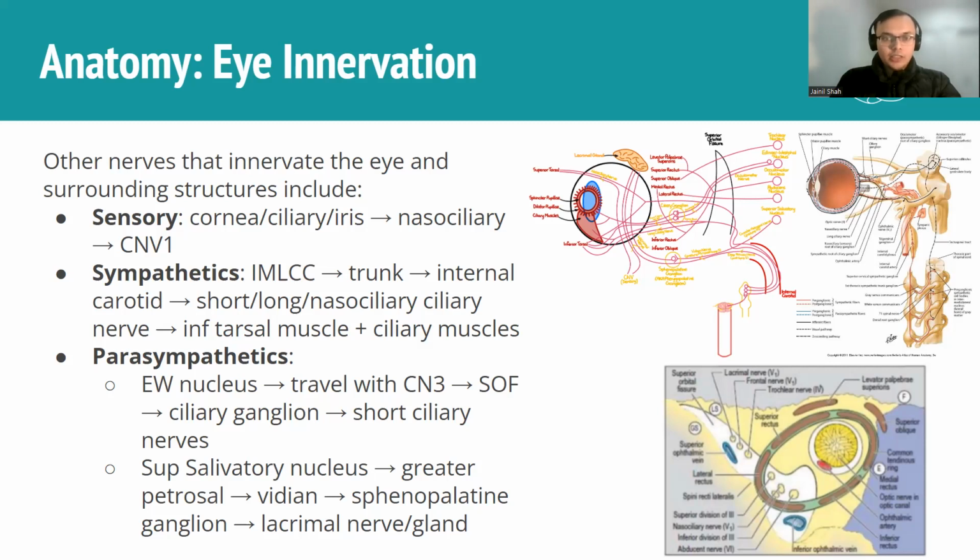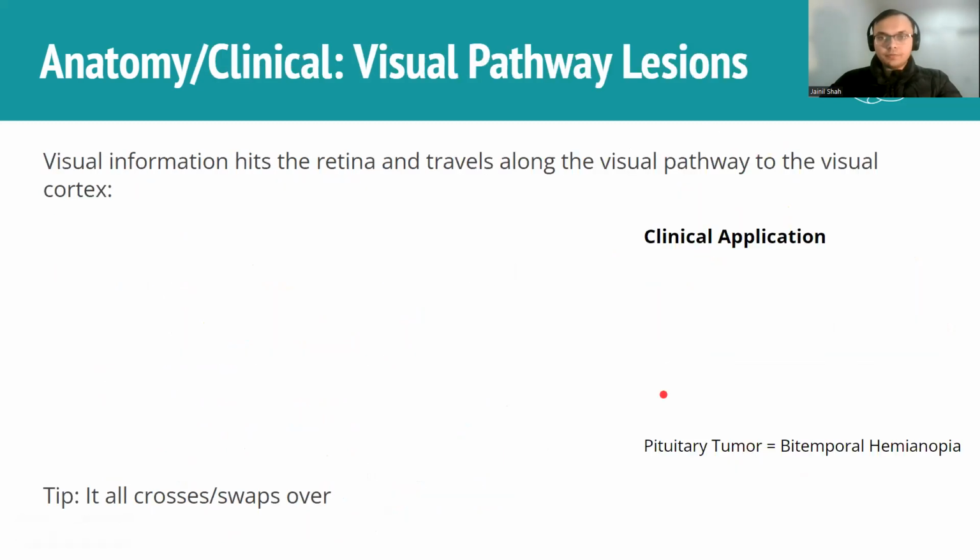and in terms of the superior salivatory nucleus, it's going to have a branch which is the greater petrosal, which then becomes the Vidian nerve, and then it again synapses at the sphenopalatine ganglion and forms a lacrimal nerve, which is going to innervate the lacrimal gland and induce things like tearing. So that's all summarized into one slide. And let me know if you have any questions about that as well.